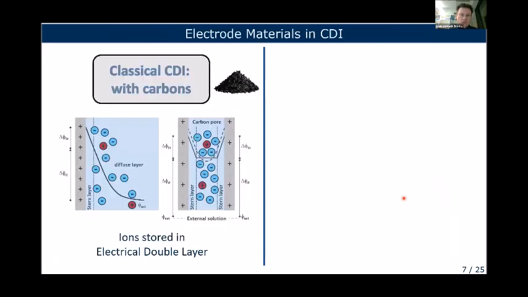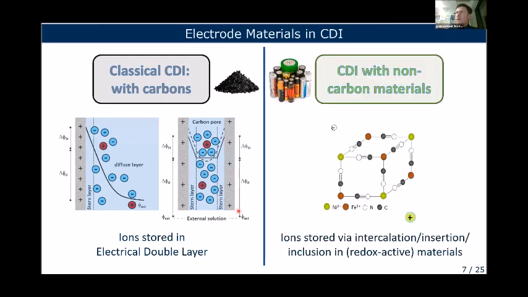Okay, I move on. As I mentioned, it's typically carbon that is used in CDI, capacitive deionization. We call that the classical way of working, where ions are stored in the electrical double layer that is present in this porous material. That's been done a lot from the beginning, and over the last years, there's also a non-carbon branch in the field of CDI. That is indicated here with some batteries, because we see that a lot of different types of materials are being used in energy storage, and some of them also made it to the world of desalination.